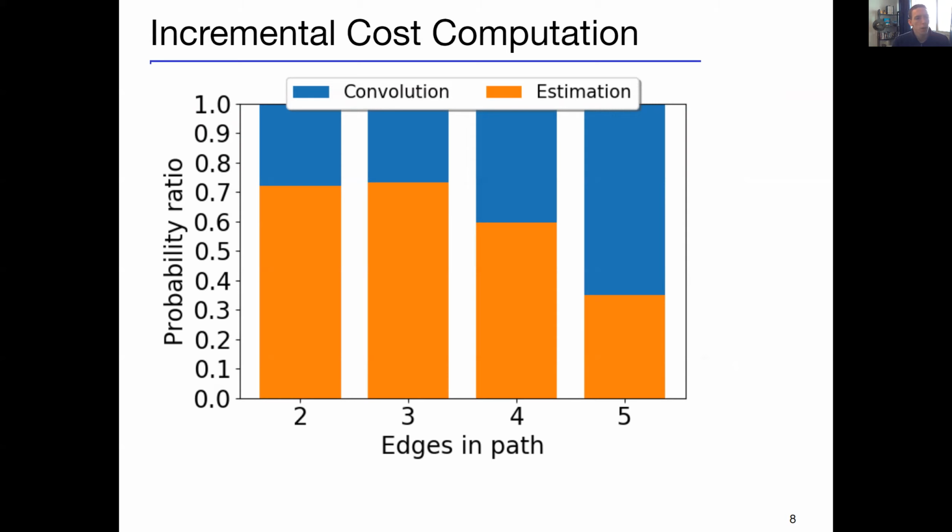So we wanted to do an experiment to see, okay, our model is trained on edge pairs, but what happens if we just follow this idea and continually add edges on top, and use our models to compute the cost of longer paths than that? Well, this is what happens. As you can see, the probability ratio represents the likelihood of either convolution or estimation being better.